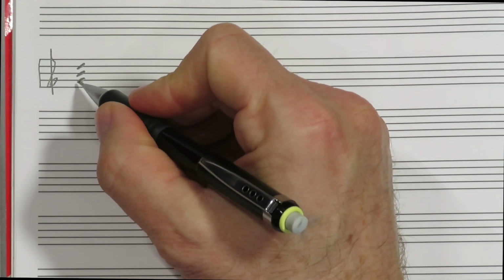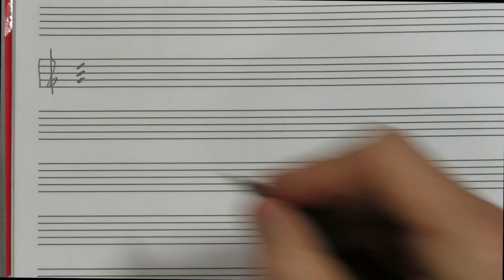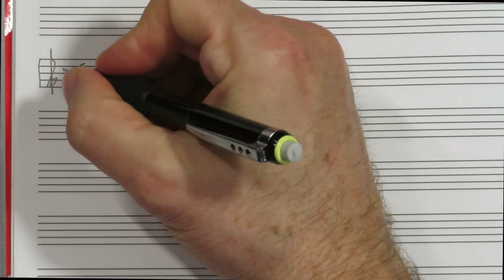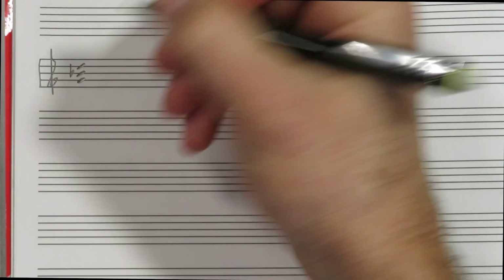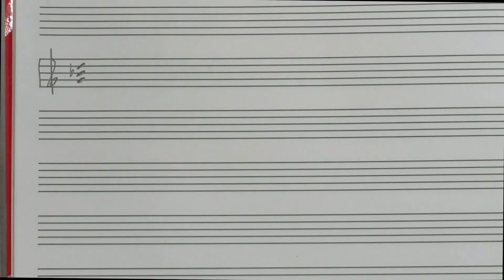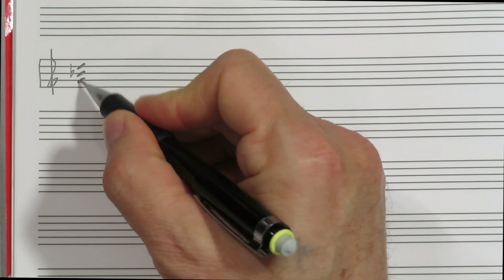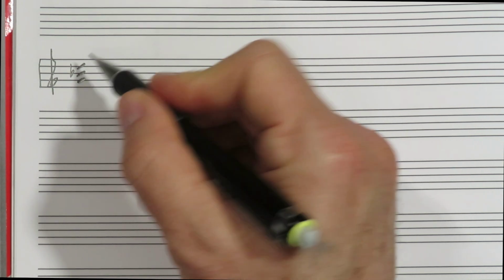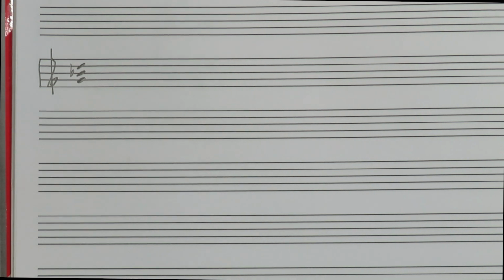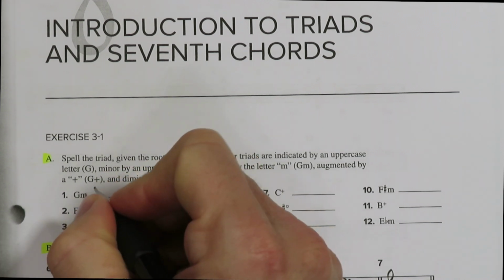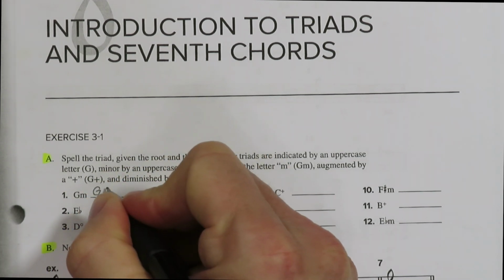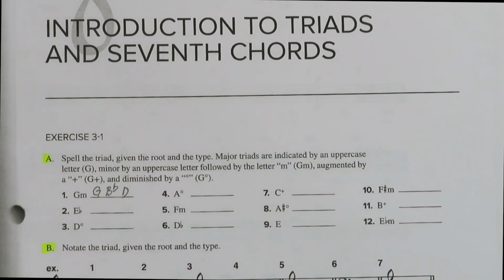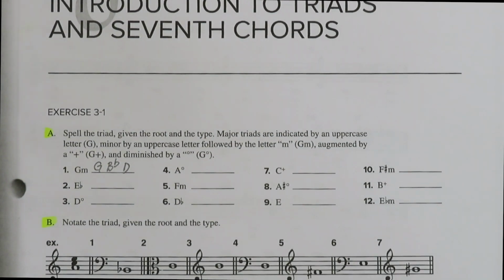Now, so to make a major triad into a minor, what do we do? We lower the third a half step. So we're going to go from B to B flat. Okay? So we have G to B flat, a minor third, and B flat to D, a major third. Okay? So we have G, B flat, and D. Okay, so that's all you have to do.